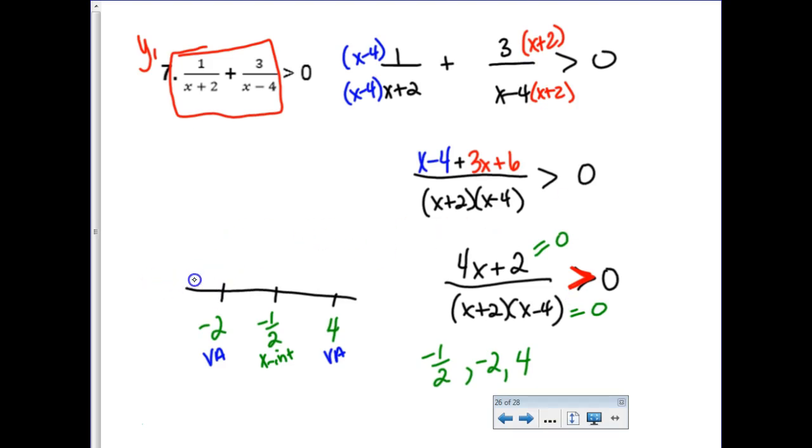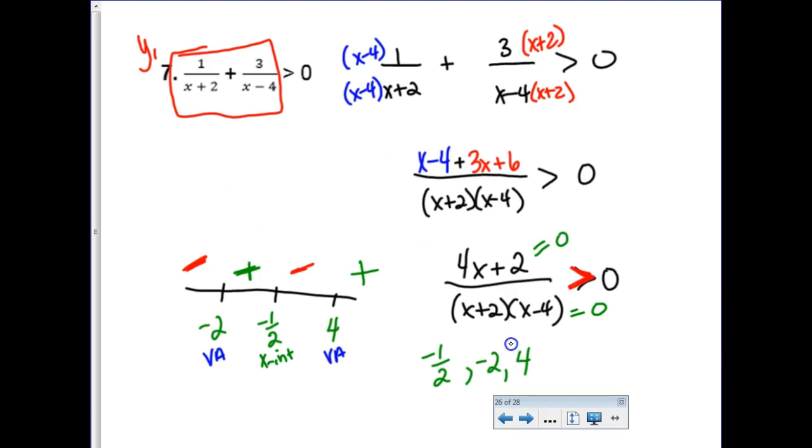If you look to the left of the vertical asymptote for negative 2, is it positive or negative? Negative, thank you. And then in between negative 2 and negative 1/2, positive or negative? Okay. And then in between negative 1/2 and 4? Positive still? Okay. Oh, we lied, it's negative. Which makes sense, because unless it bounced, it would cross through the axes. Okay. And then on the other side of the vertical asymptote of 4? Positive. Okay.